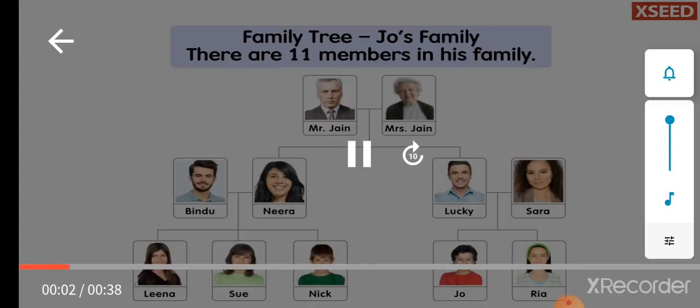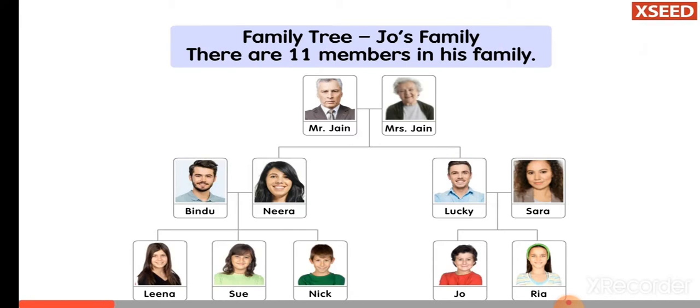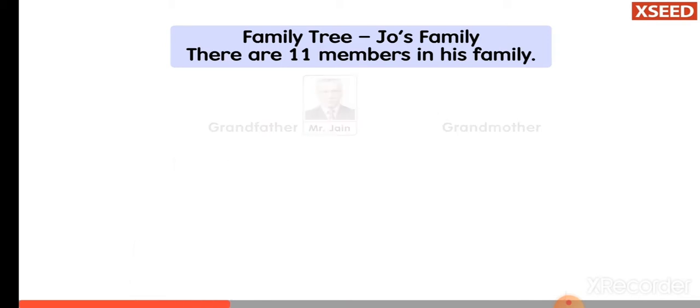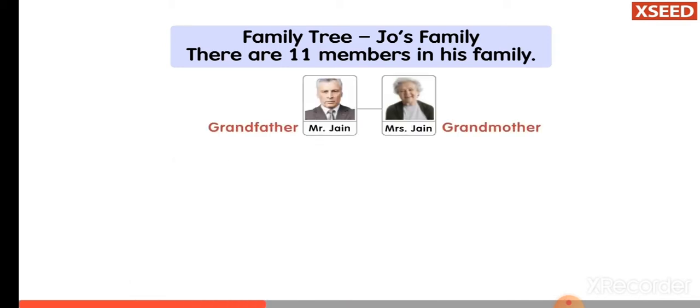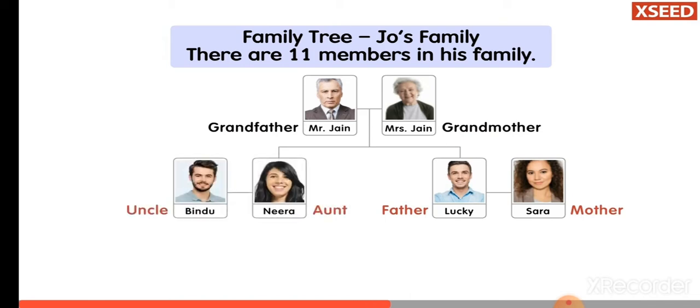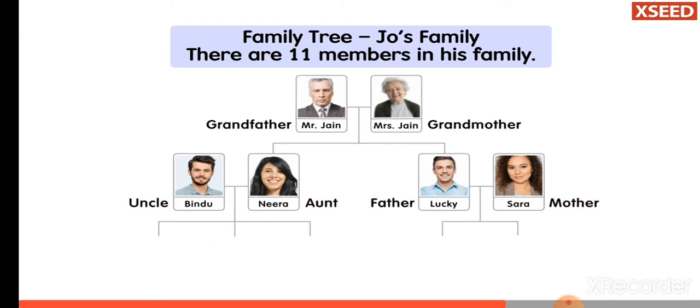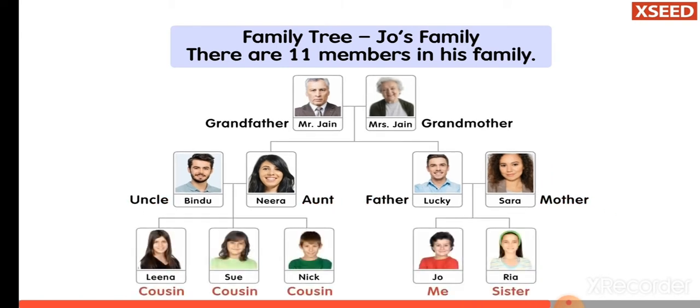A family tree shows how the different family members are related to each other. We write the names of the grandparents at the top, the names of parents, uncles and aunts in the middle, and the names of children of the parents, uncles and aunts at the bottom.